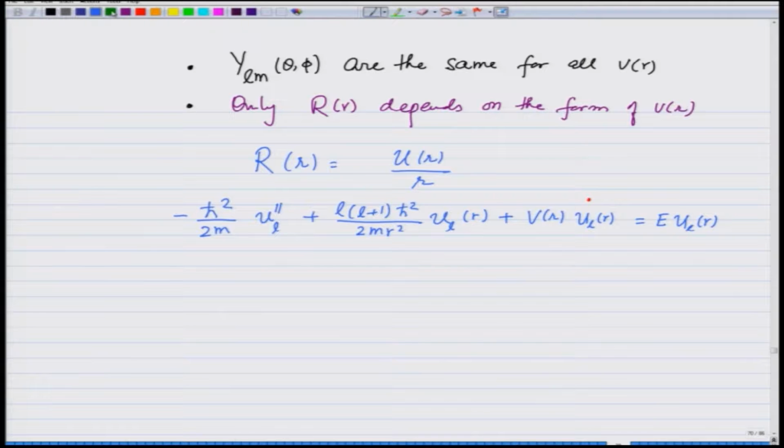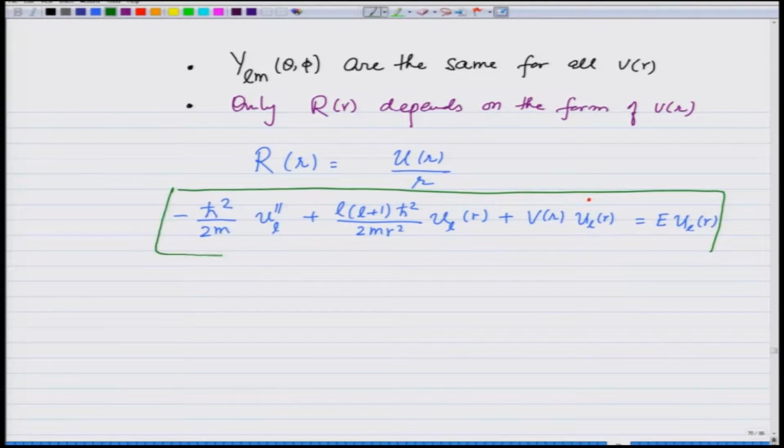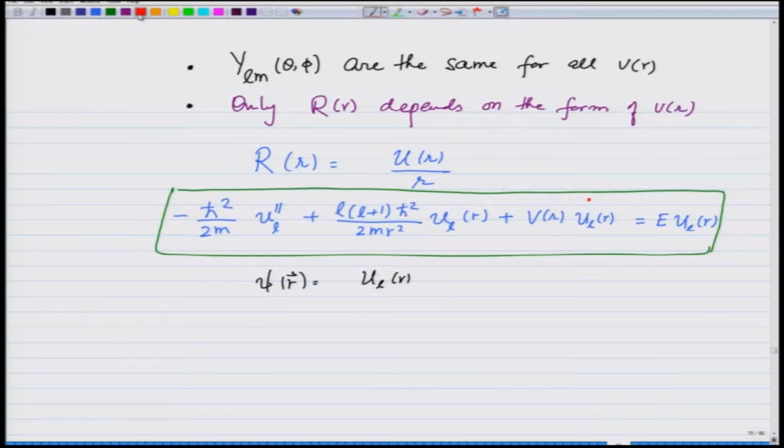This is the Schrodinger equation that we want to solve, and then the wave function psi of r is given as u L of r. Let me also include an n out here. So, I am going to write this as u n L of r over r times Y L m of theta and phi.